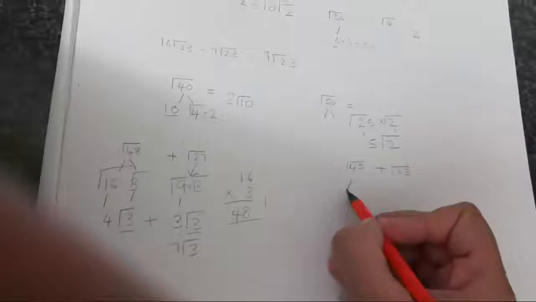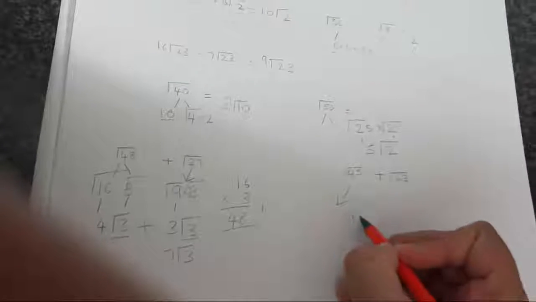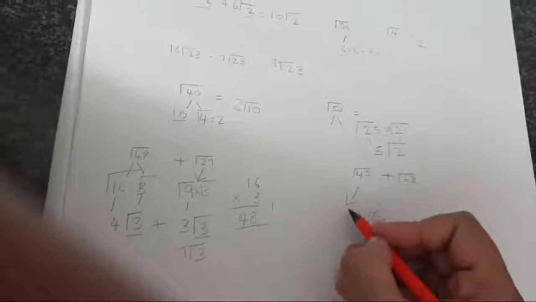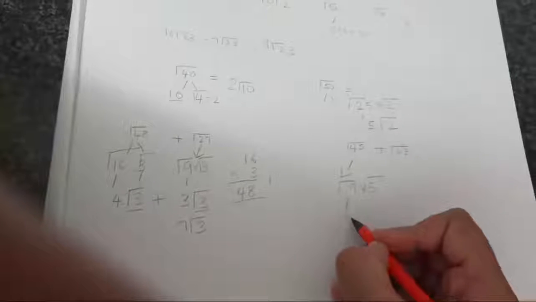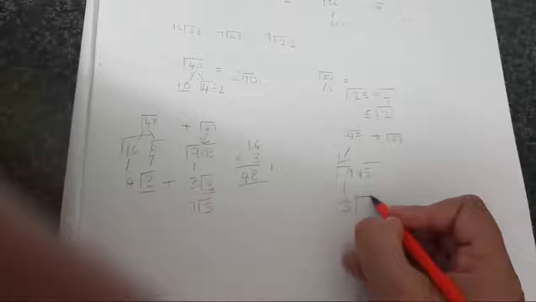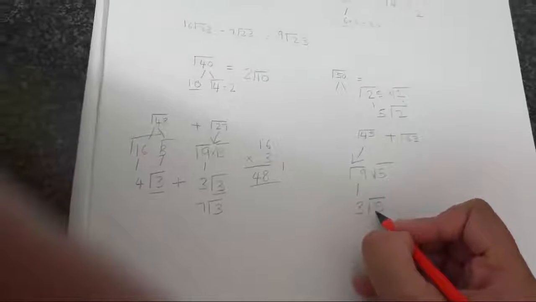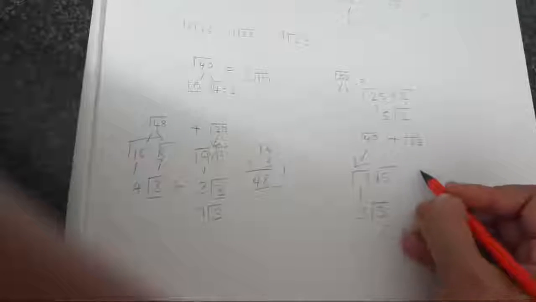Now let's move on to another question. Now this is 45, so 9 times 5. Okay, so we can square root 9, which is 3, and we can't square root 5, so it stays as root 5. Okay, now let's move on to this one.